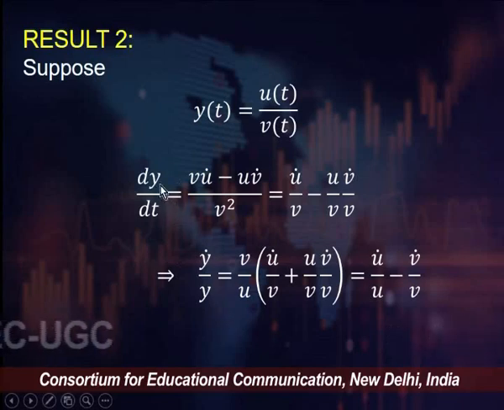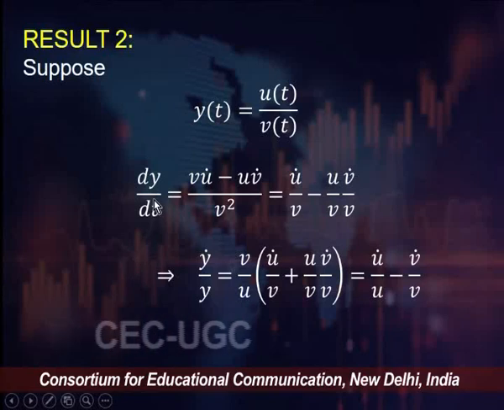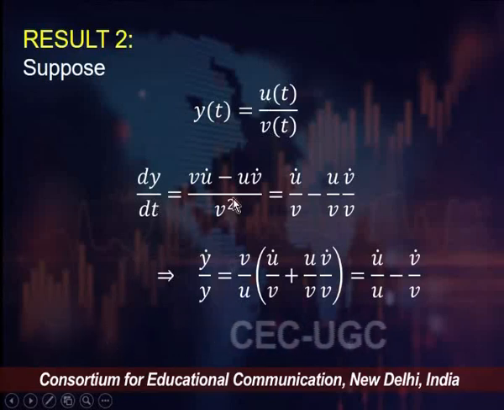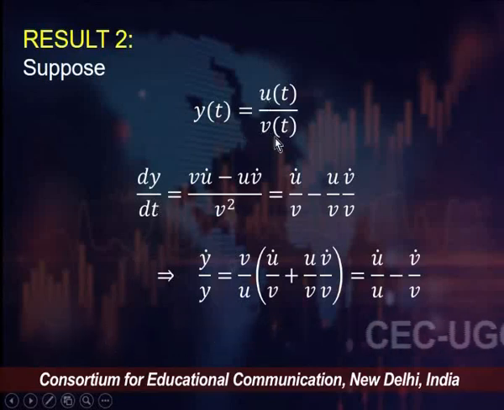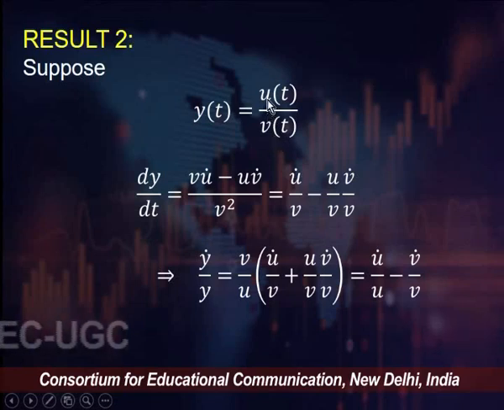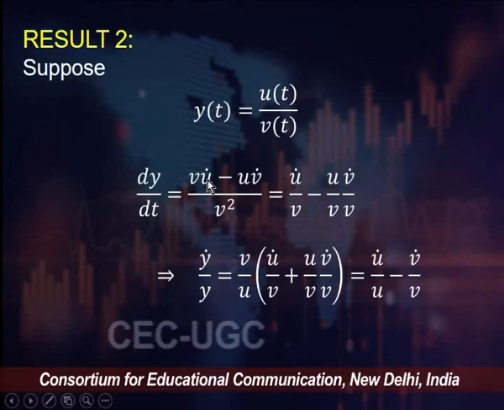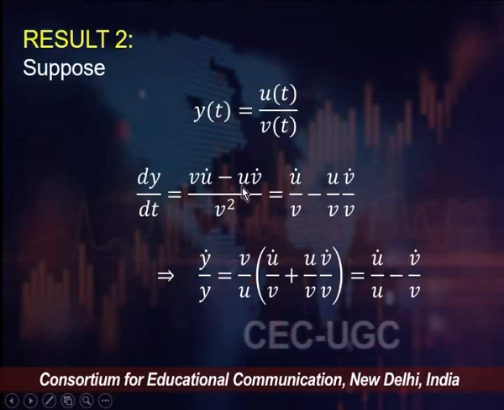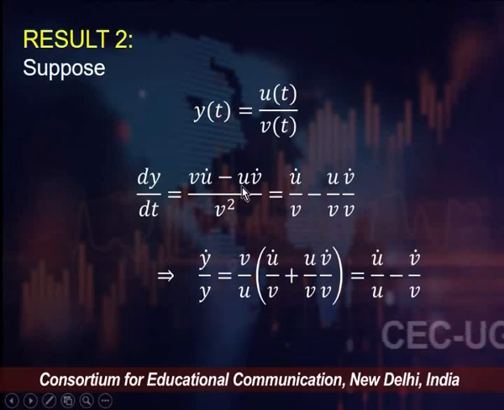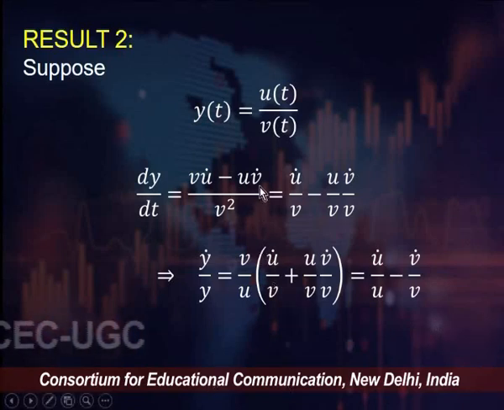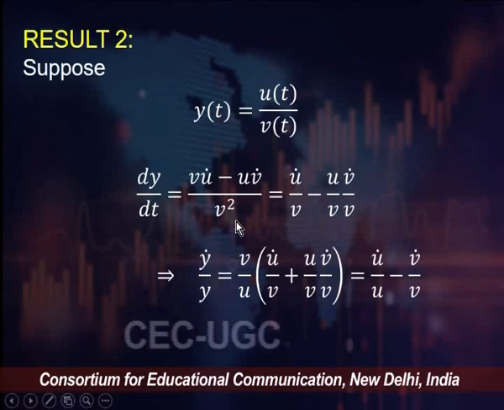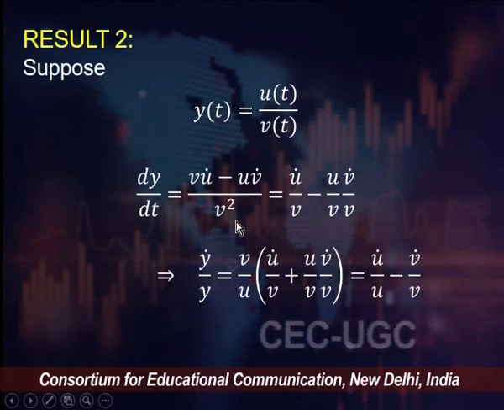So dy by dt, in order to calculate that, I will use the quotient rule because I have a quotient here, and that is going to be the denominator v times the derivative of the numerator with respect to time, so that's u dot, minus the numerator, which is u here, times the derivative of the denominator with respect to time, which is v dot, divided by the denominator squared, which is v squared.